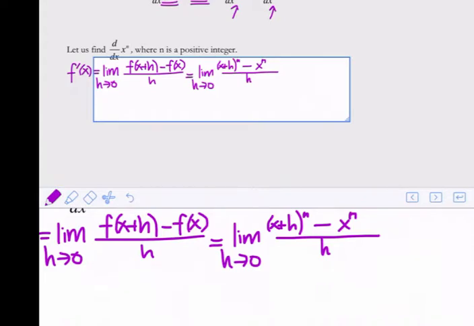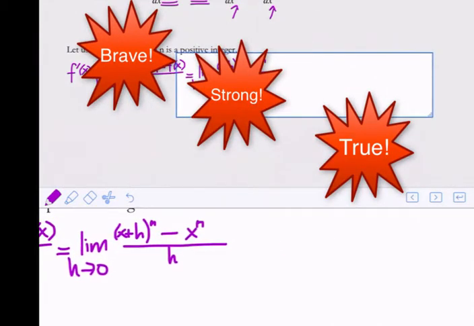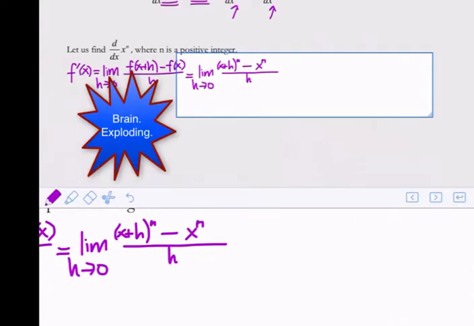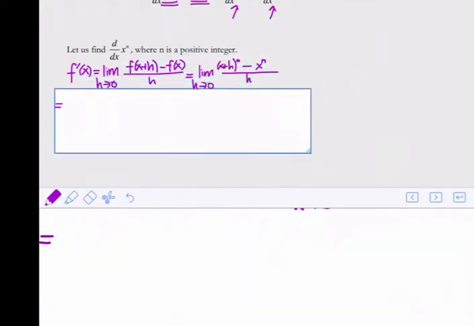So normally what I would do here is multiply out that first expression and hope that the x to the n cancels out. But it's kind of hard to expand something to the nth power because I don't know what power that is. Except that you are brave and strong and true, and you do know how to expand x plus h to the n, because you remember the binomial theorem from pre-calculus. Yes, you do. So let's go ahead and use that. In fact, we might need to go to the line below.